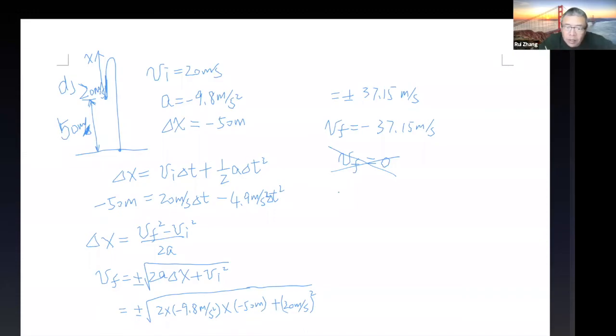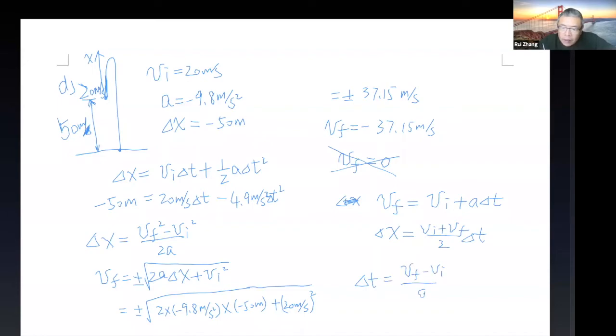Now, if you know this, you could use this formula here. You could use all kinds of formulas. For example, you could use this formula to solve for your delta T, okay? Or you could use this formula. Either way, any one of these two formulas, okay? Say, for example, we use this formula. You have delta T equals VF minus VI divided by A. So you have negative 37.15 meter per second minus 20 meter per second divided by negative 9.8 meter per second squared, okay?